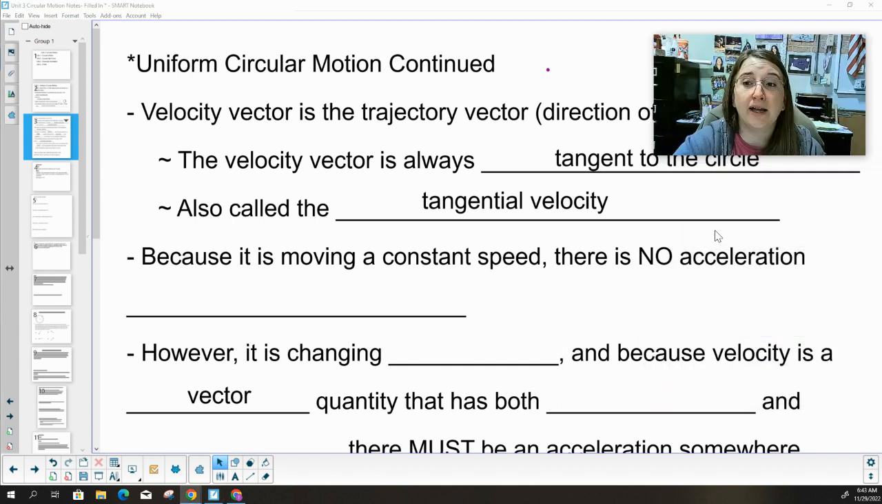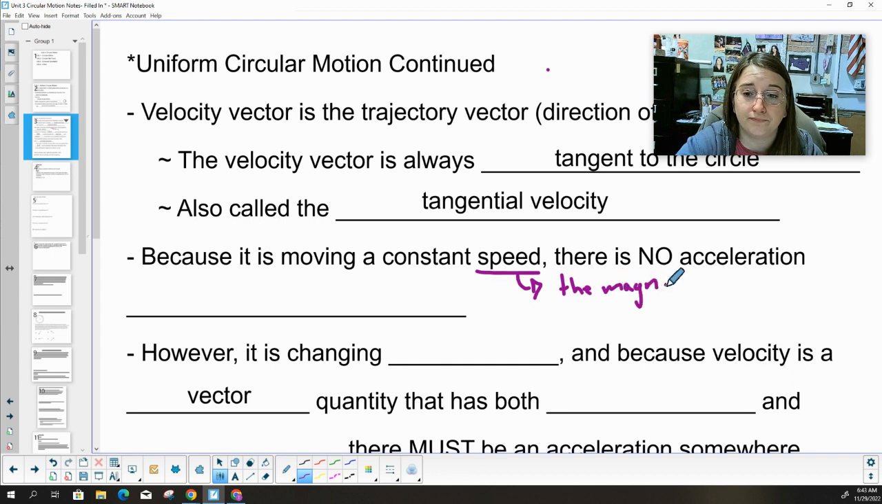Now, again, because it has constant speed, little note here, guys, because this is a basic vocab. The definition of speed is the magnitude of velocity.